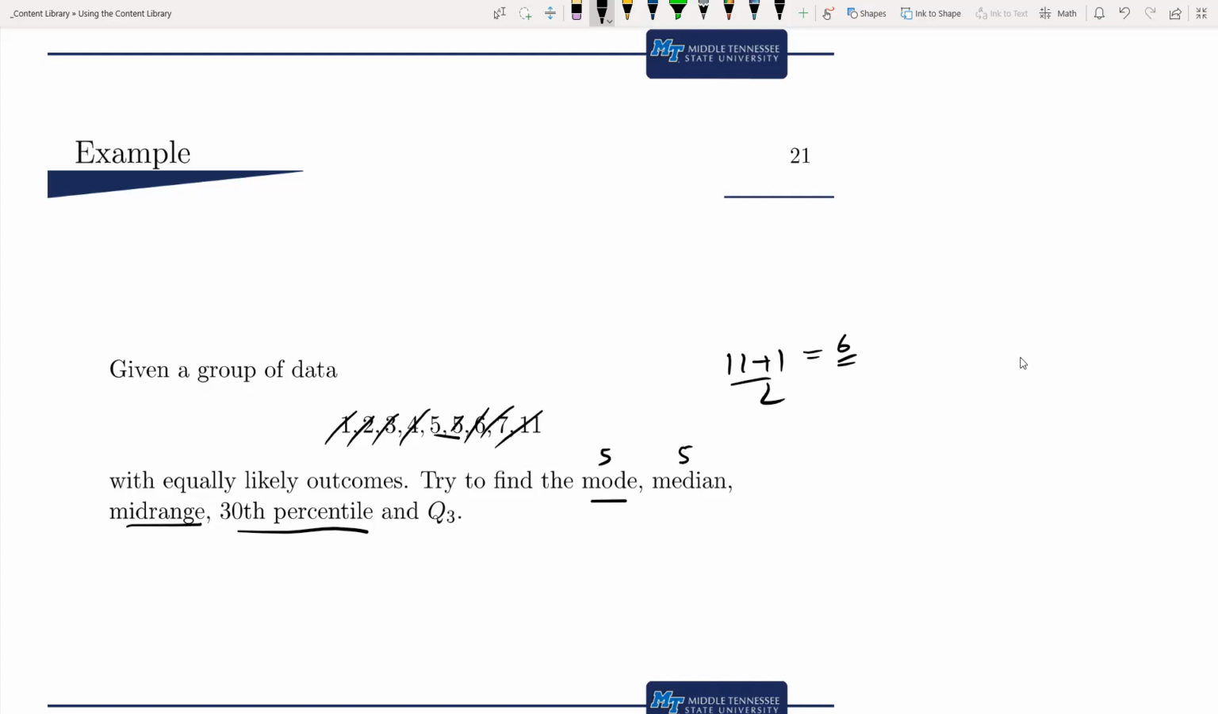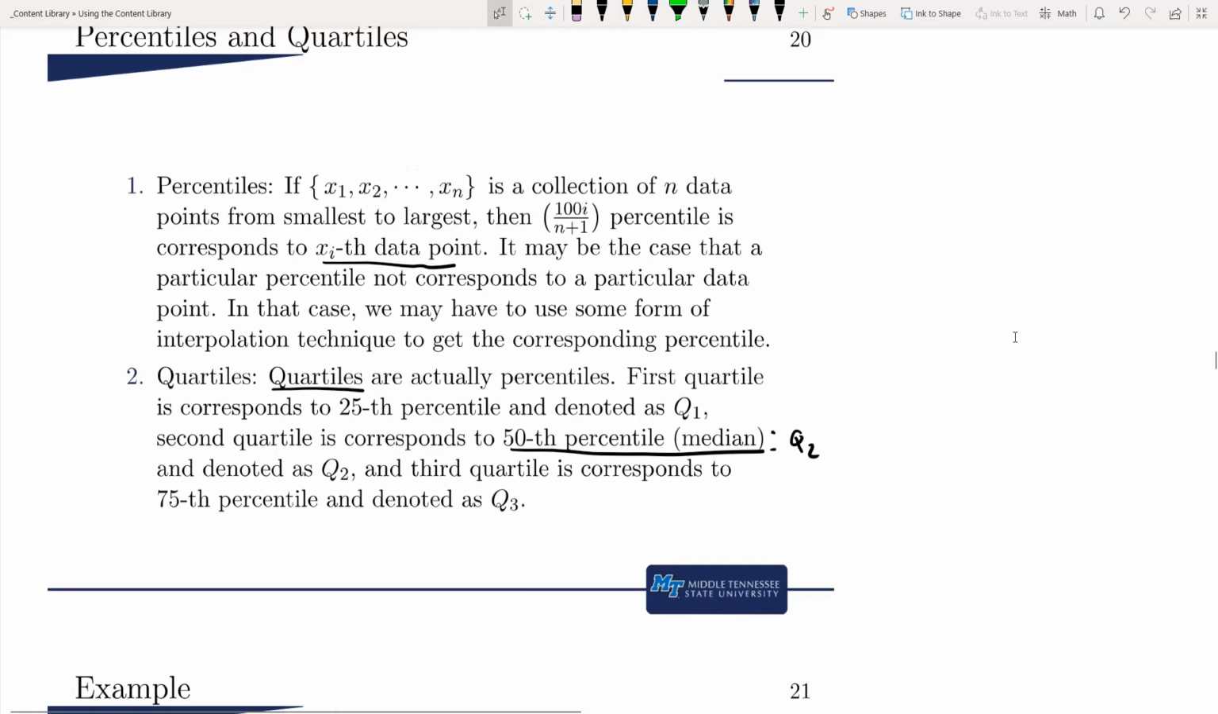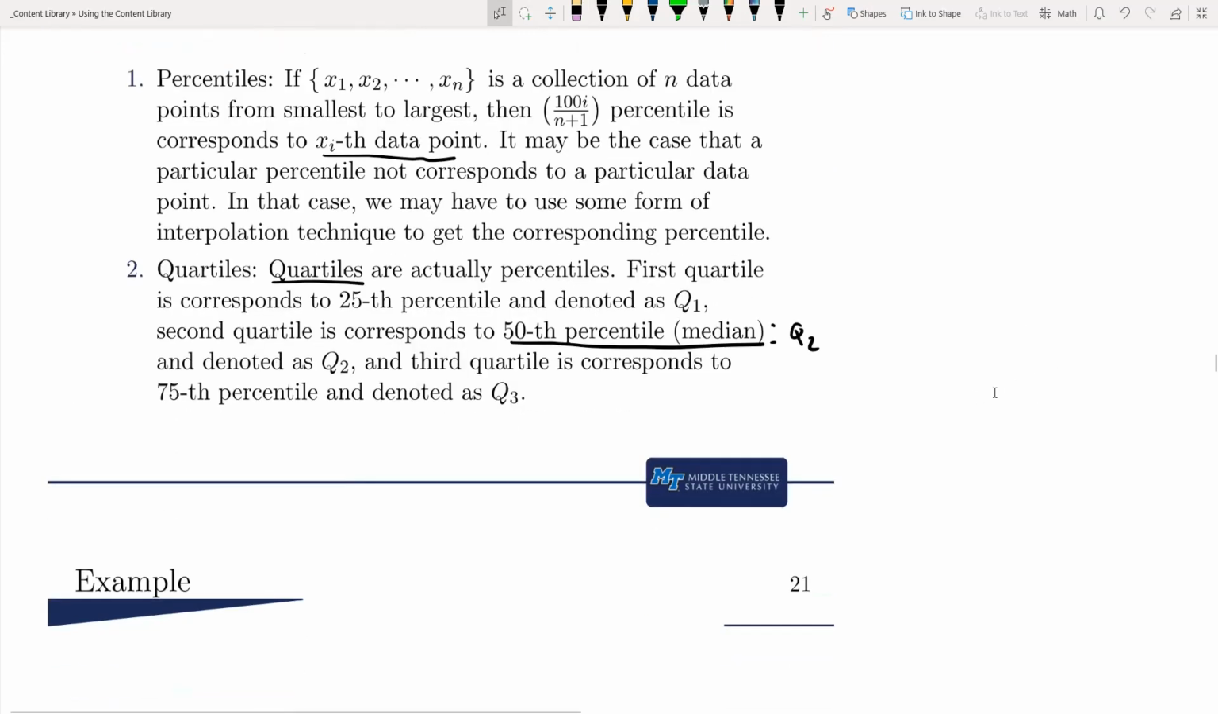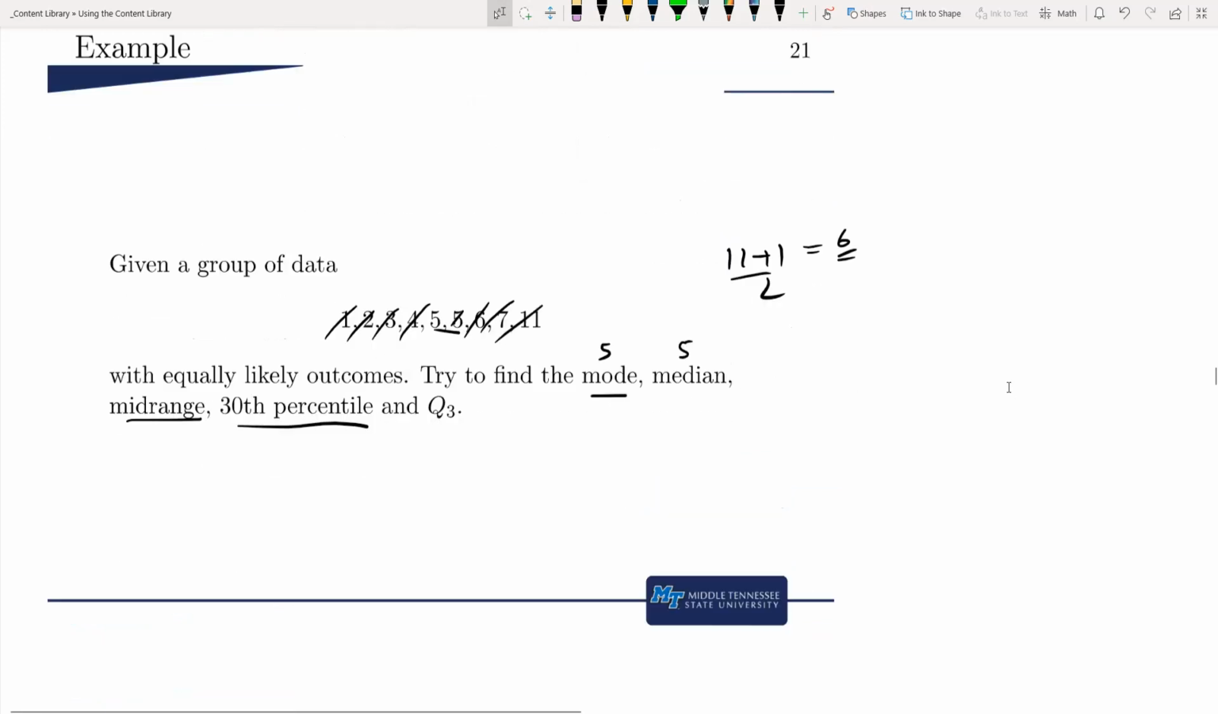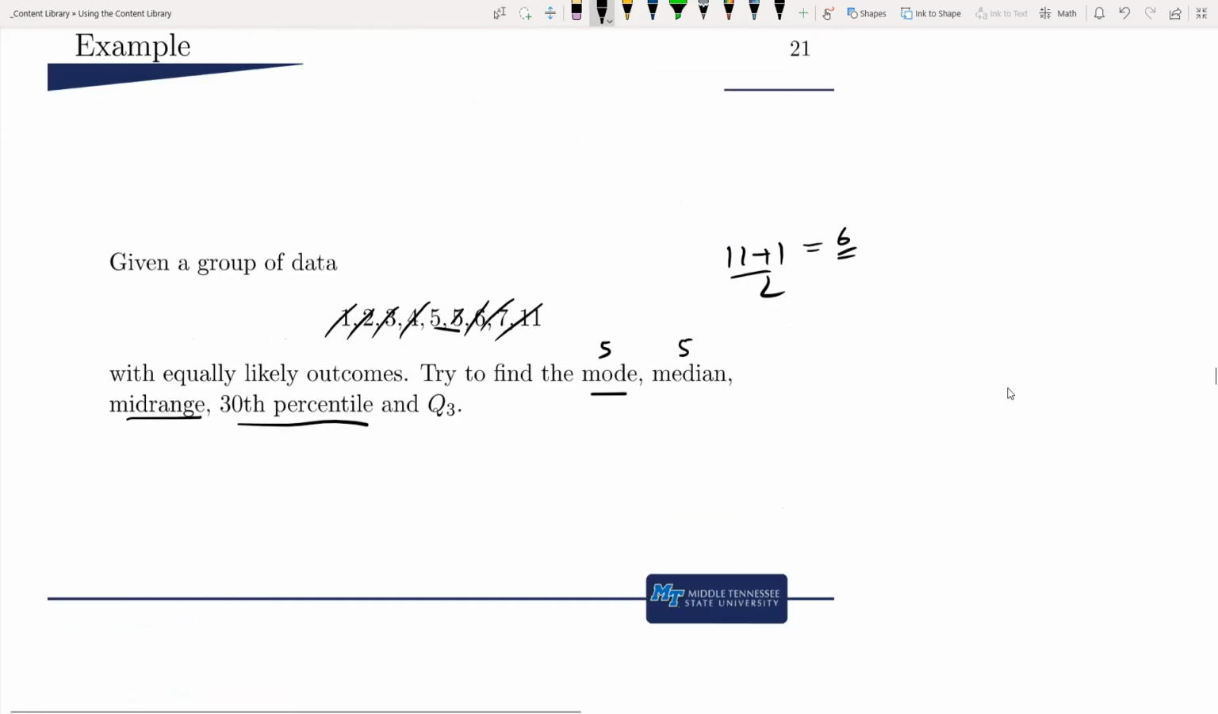30th percentile. So if I go to the formula, 100i divided by n plus 1. Okay. So in this case, 100 times 0.3. How many data points do we have? 1, 2, 3, 4, 5, 6, 7, 8, 9. So this is going to be the third data point. So it's 3.